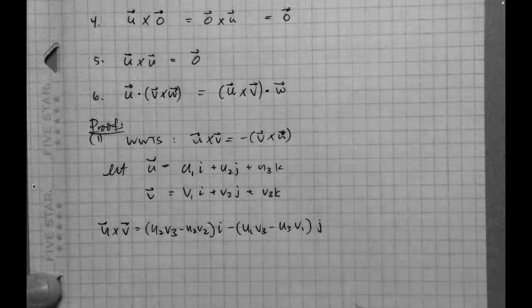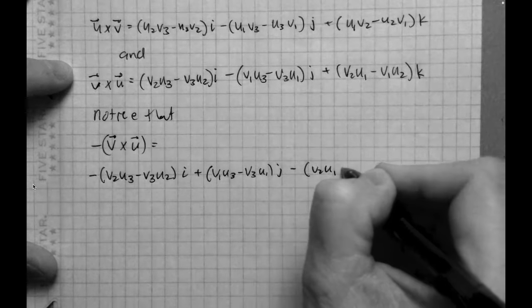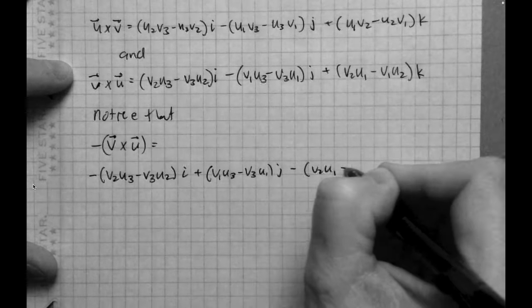And just notice that if I look at negative v cross u, well, I have v cross u here, just make everything negative. So negative v2 u3 minus v3 u2 i plus v1 u3 minus v3 u1 j minus v2 u1 minus v1 u2 k. So the supposition is that this has got to be equal to this line.